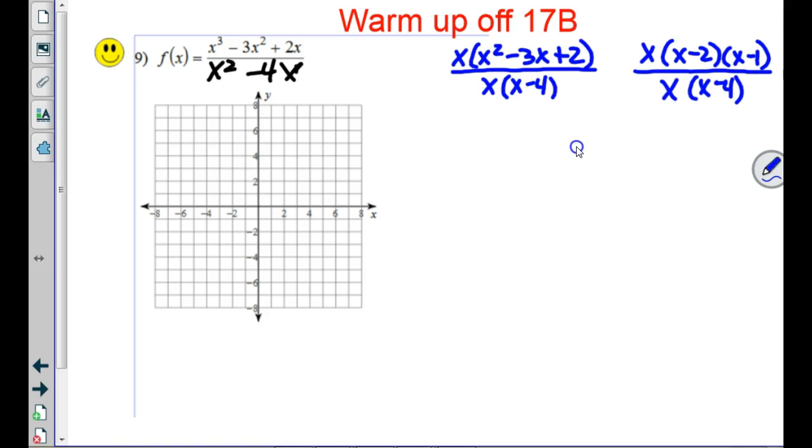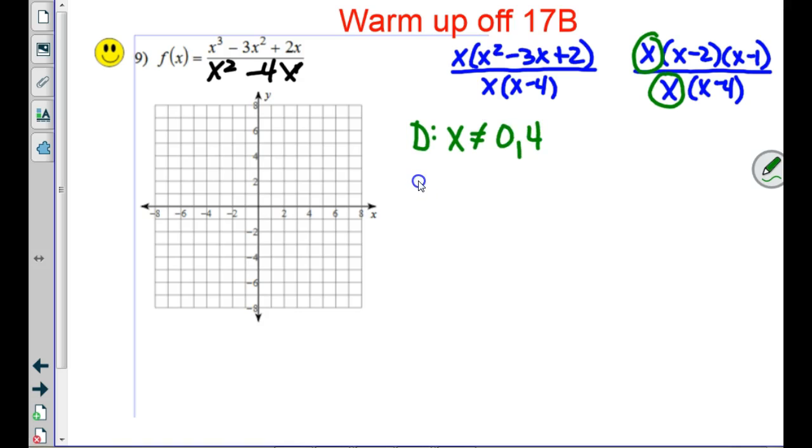All right, what do you notice? Anyone disagree or agree? There is a hole at 0, okay? I'm not sure it's at 0, 0, but it is at 0 because there's a common factor here. But before we do that, we would have to state any domain restrictions. So before we simplify anything, x cannot equal 0 or 4.